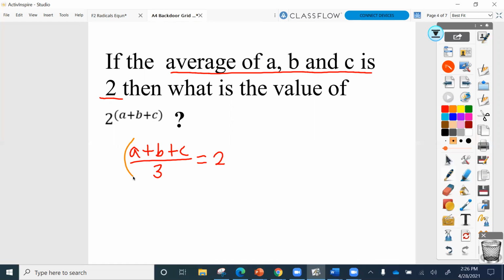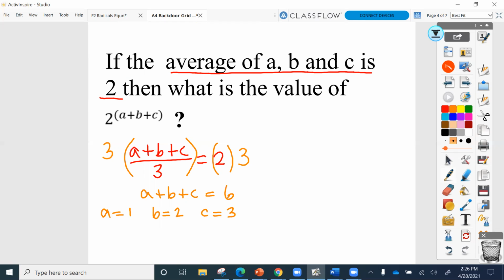Well, kind of like we did in the other problem, right? We can simplify this by multiplying both sides by 3 to get that A plus B plus C must equal 6. So let's see, numbers that equal 6. Let's say A equals 1. Let's say B equals 2. And let's say C equals 3. That's 3 plus 2 plus 1, which is equal to 6.